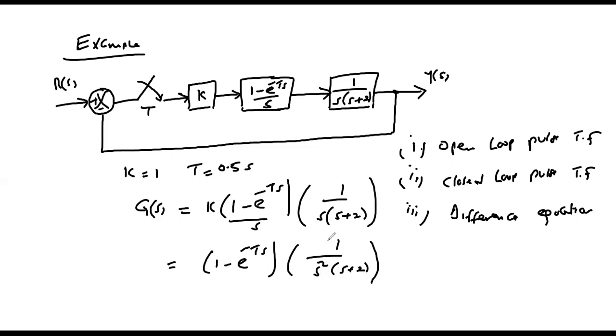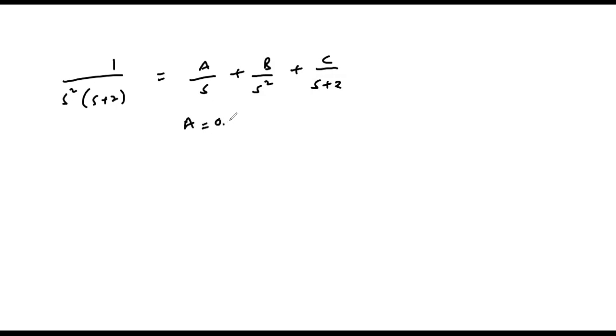We can obtain the partial fraction form of the second part of the open loop transfer function as follows. 1 over S squared into S plus 2 can be written as A over S plus B over S squared plus C over S plus 2. If you evaluate the constants A, B, and C, A will be equal to negative 0.25, B is 0.5, and C is 0.25.